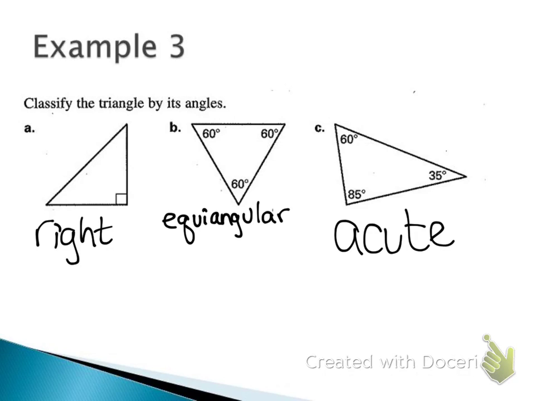What if what's bigger than 90? What if, what is it called? Degrees? An angle? Yeah, what if it's bigger than 90? That's what makes it obtuse. If 1 angle is bigger than 90, it's obtuse.